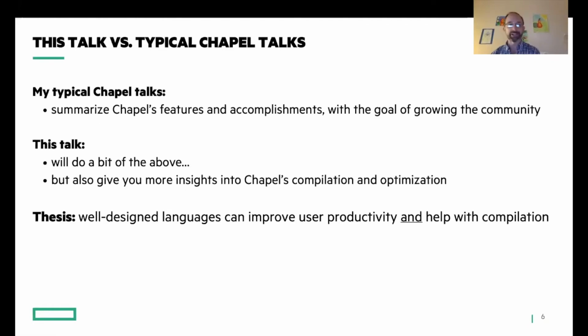So as I said at the outset, this is pretty different than my typical Chapel talk. Most of my Chapel talks, I summarize Chapel's features and accomplishments, and my goal is to grow the community, get more people invested in Chapel and its mind share. In this talk, I'm going to do a little bit of that, but I'm going to spend a lot more time than I normally get to talking about Chapel's compilation and optimizations in the compiler, which of course is an appropriate topic for the PACT audience.